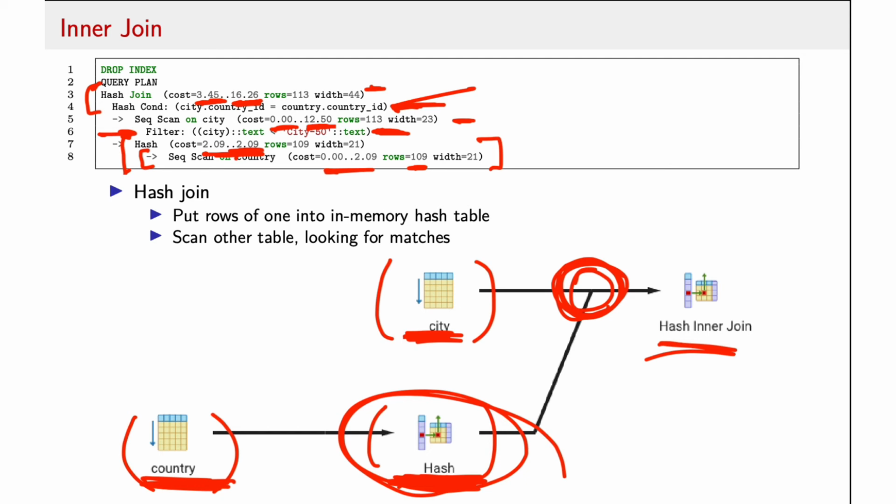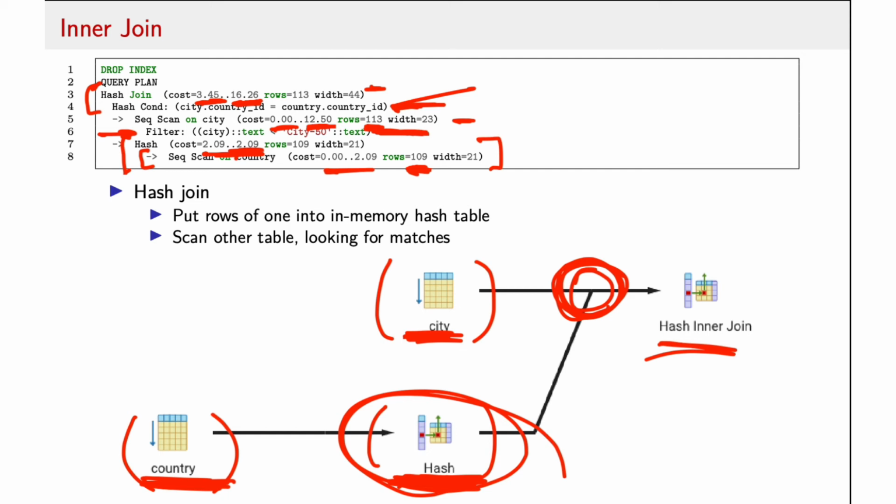Notice also that the database was smart about which of these two tables it loaded into that in-memory hash. In particular, it selected the smaller of the two tables for that operation. Even in this case, we see that the number of rows estimated coming from the country table was 109, which is the actual number, I think. And the number of rows from the city table is actually an underestimate, because that's a guess of how many rows from city are going to survive the filter. There are actually quite a lot more cities in the database.